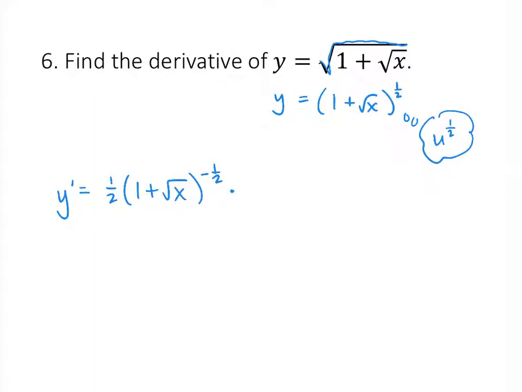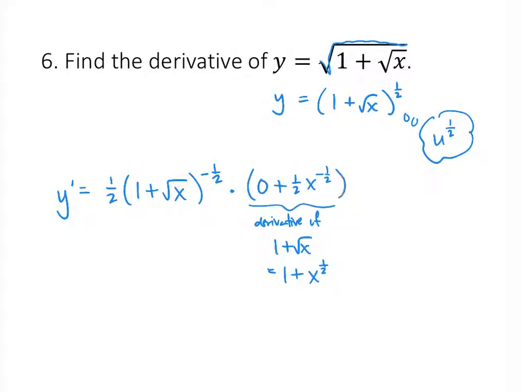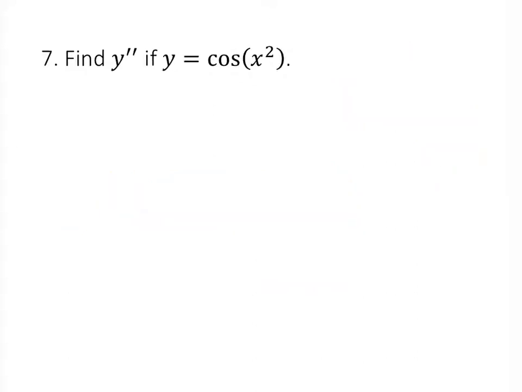But then we have to multiply by the derivative of that u. So what's going to go in this spot here is the derivative of the u, which was 1 plus the square root of x. And again, we'll rewrite that using a fractional exponent, 1 plus x to the 1/2. So the derivative of 1 is 0, and the derivative of x to the 1/2 is 1/2 x to the minus 1/2.